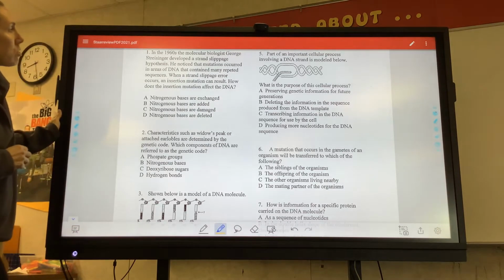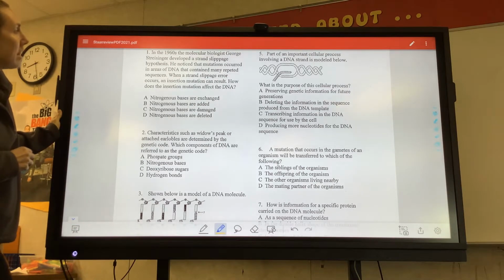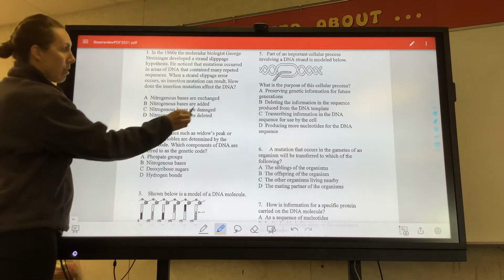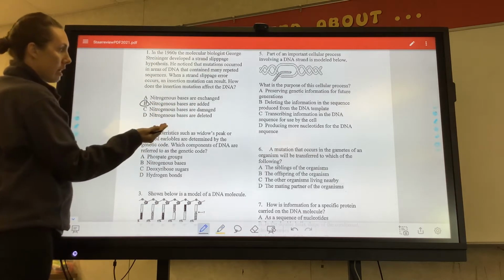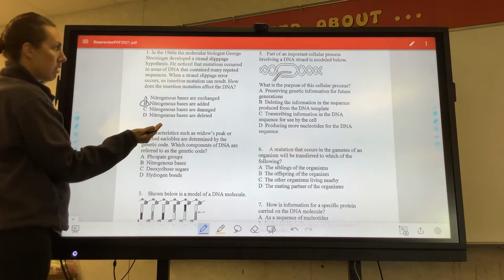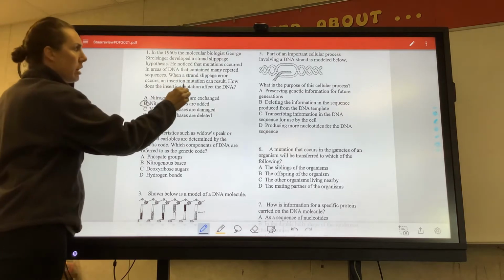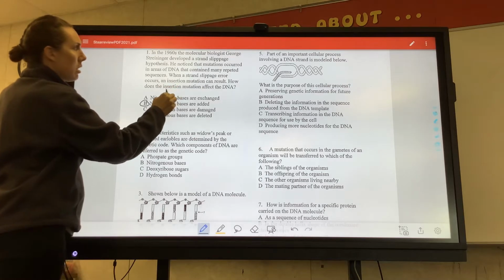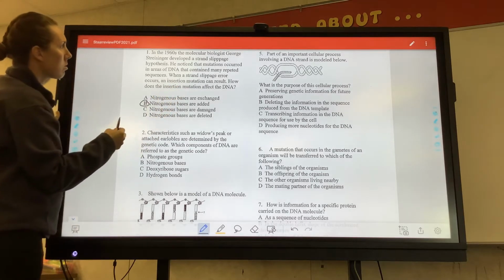When a strand slippage error occurs, an insertion can result. How does this? Insert, added, right? Is that it? Right? That's what happened. Yeah. When insertion, and how does this? Yeah.